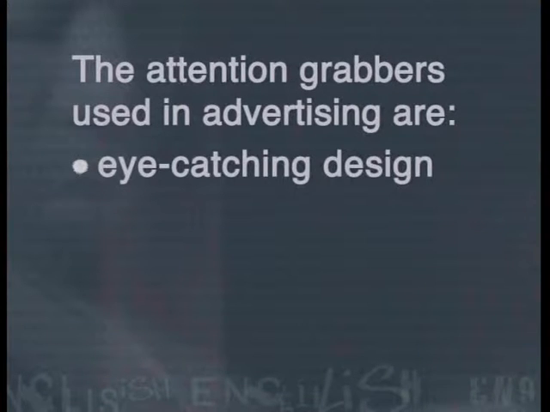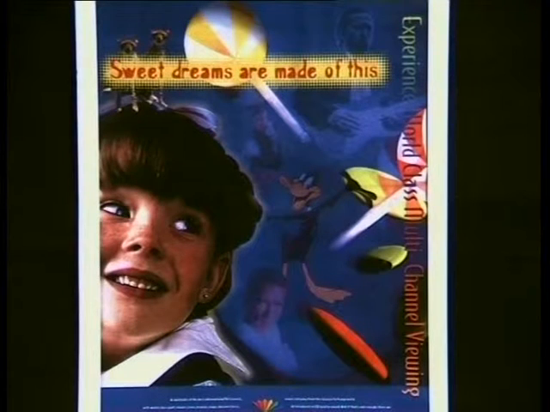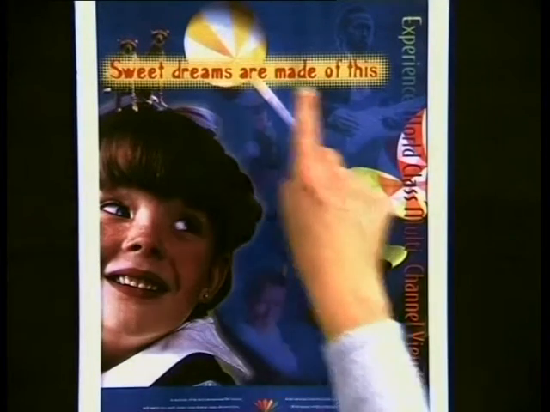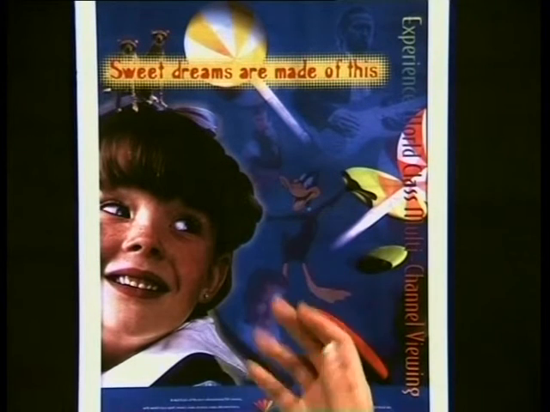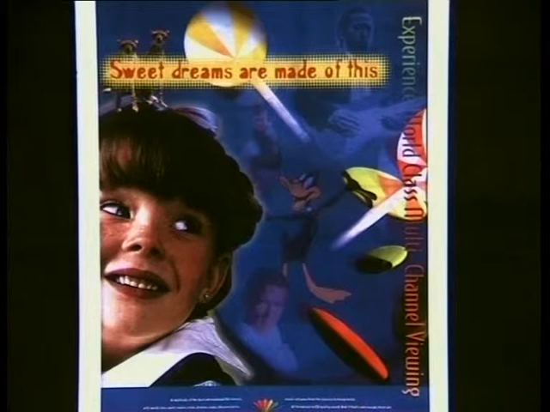Let's talk about the features of this advert that attract your attention. We'll begin with eye-catching design. This advert has made use of a collage of pictures. A collage is a collection of pictures that are cut out and stuck together so that there are no spaces in between. In this advert, it's the pictures and bright colors that catch your eye easily.